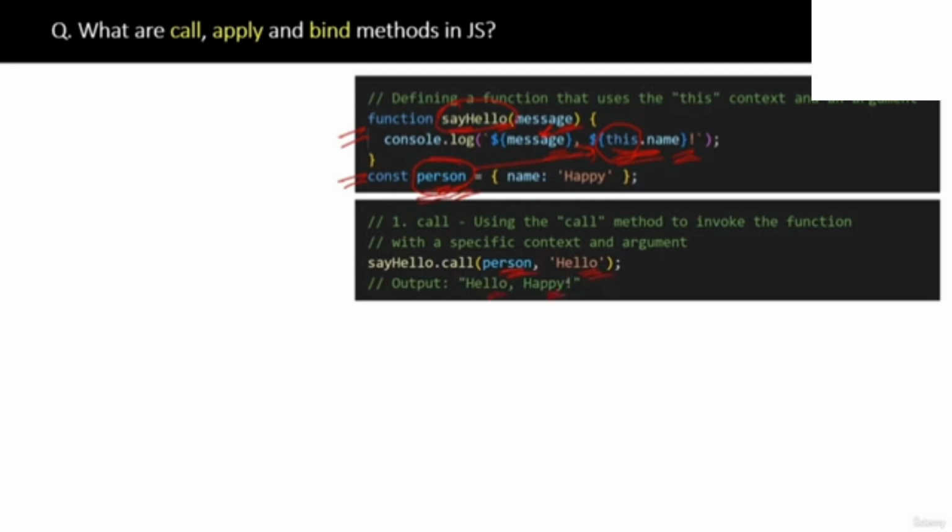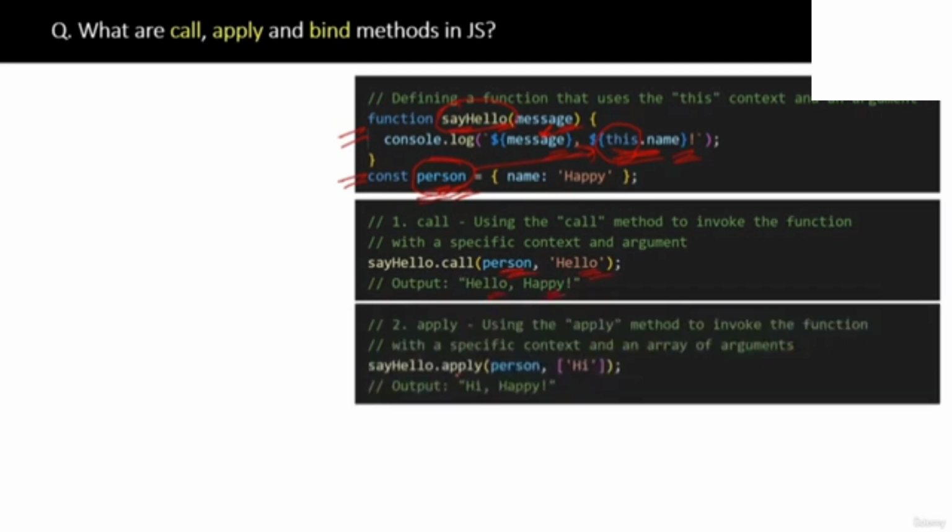The second technique is to use the apply method. This is the same as the call method, except in the second argument, instead of passing a single value, we have to pass an array this time. That is the only difference, and here is the output.